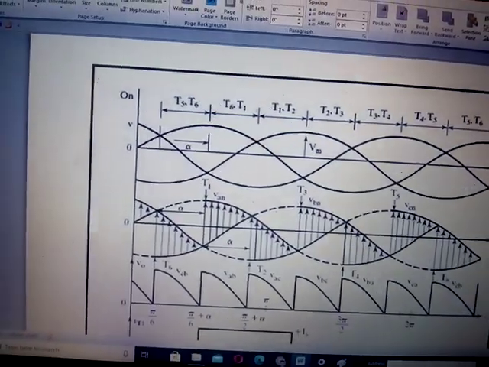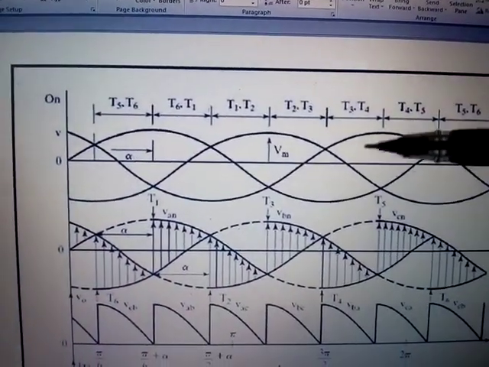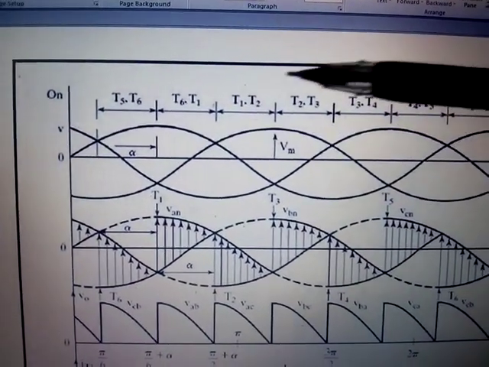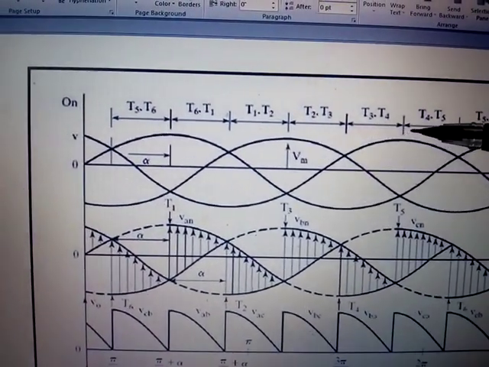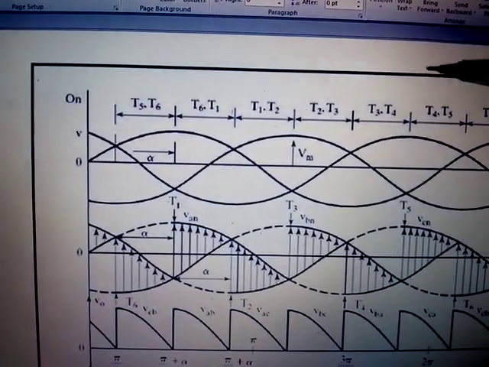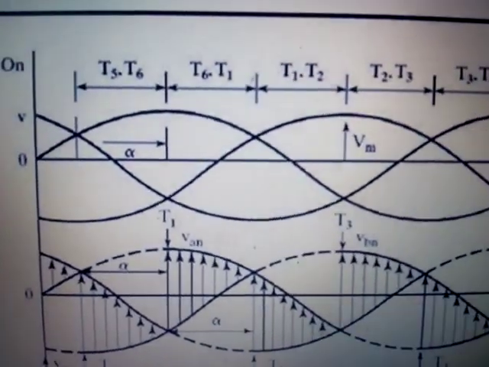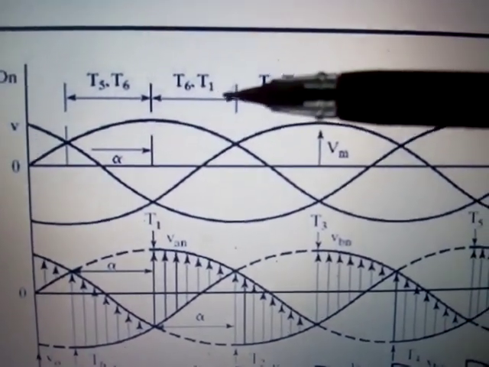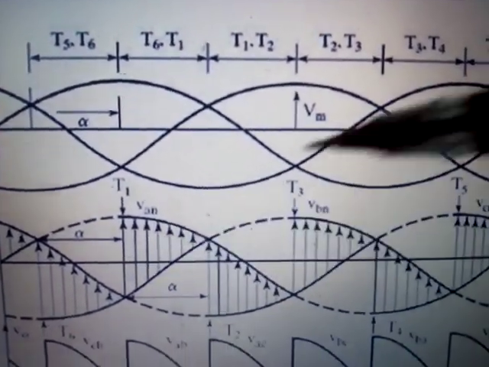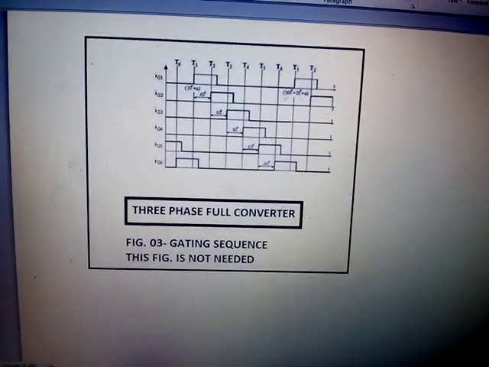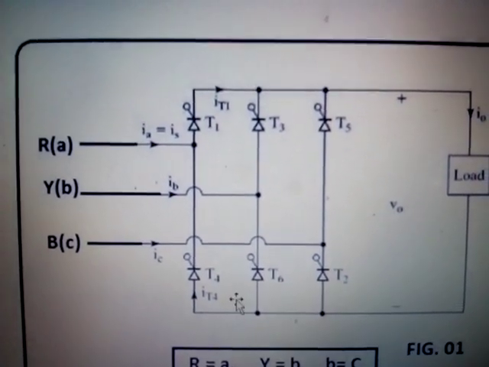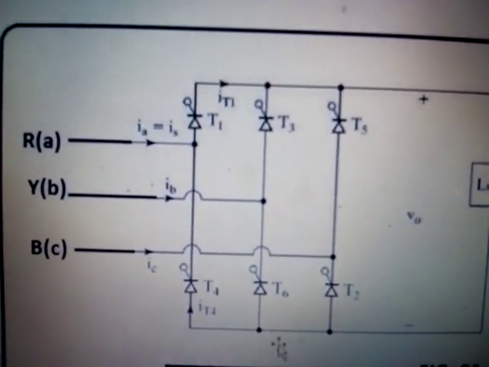This is the input waveform. So this is A, VA, VB, VC, or R, VR, VY, VB. The phase sequence is A, B, C or R, Y, B. Now, when T1 and T6 are conducting, the output voltage will be VAB. You can see from the figure, when T1 and T6 are conducting, these two are on.